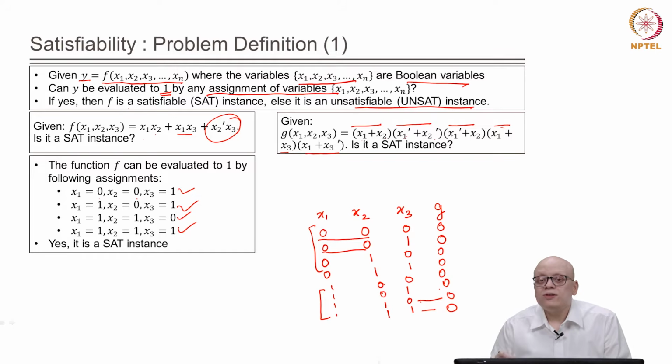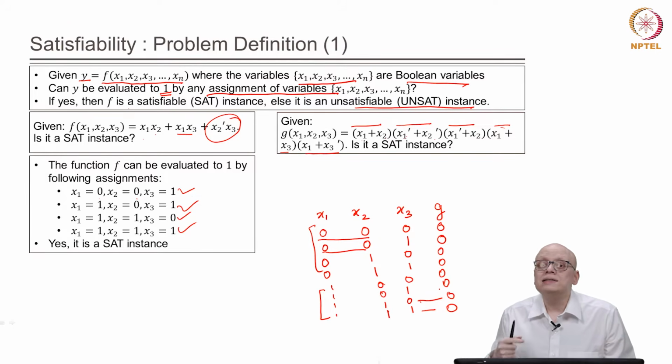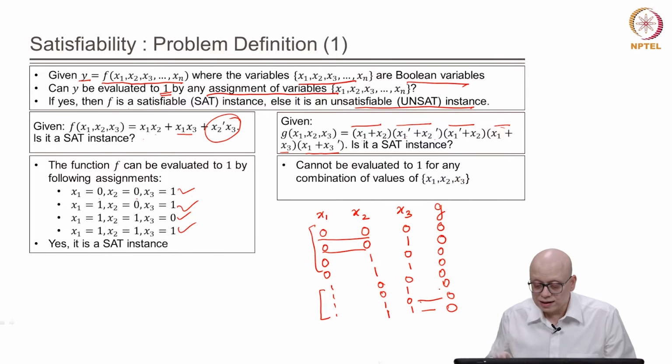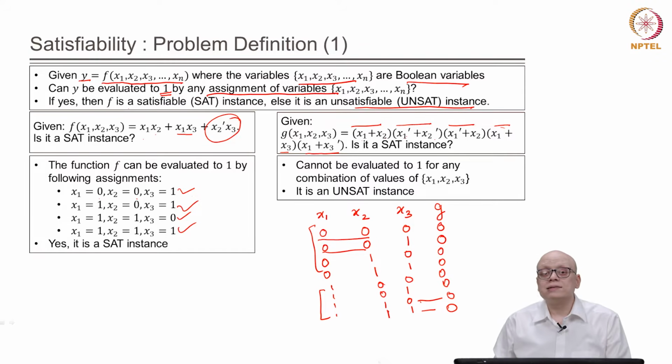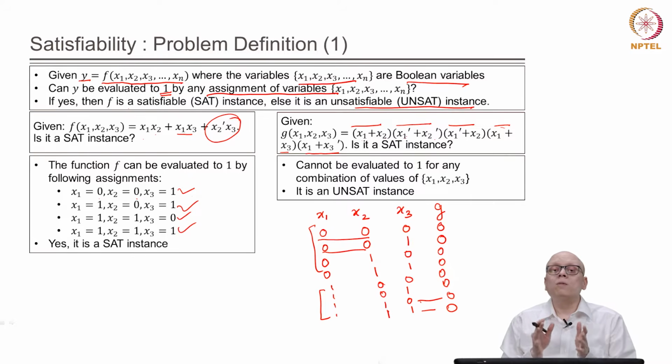Now, if that happens for a function, then we say that it is an unsat function. In this case, g cannot be evaluated to 1 for any combination of values of x1, x2, x3, and therefore, it is an example of an unsat instance. So, this is the basic problem of satisfiability: given a function, whether we can evaluate it to 1 or not. If yes, then we say that this function is sat, otherwise it is unsat.